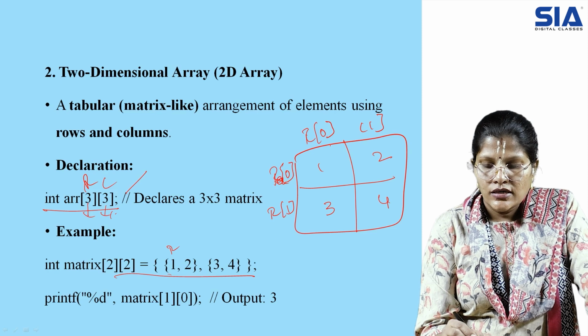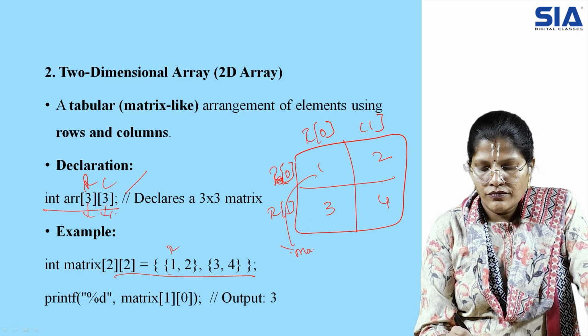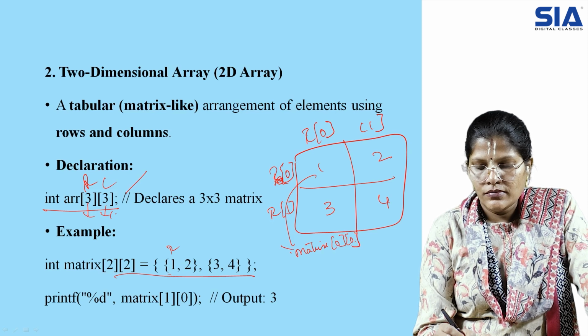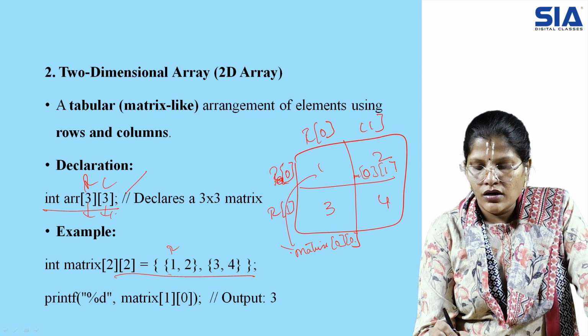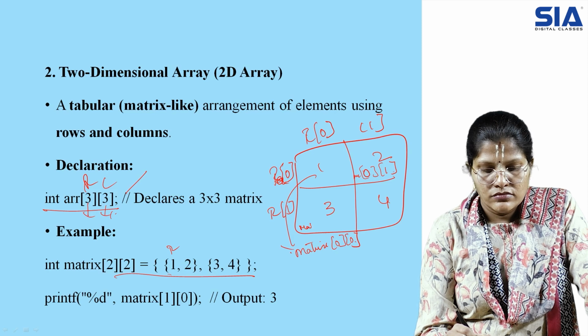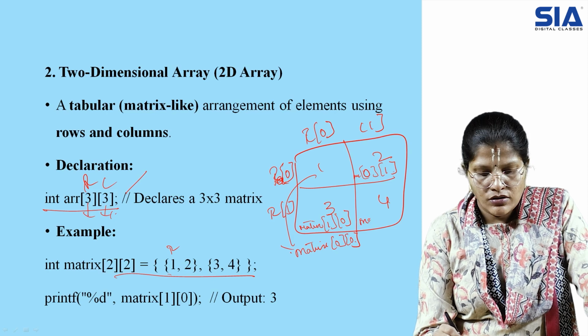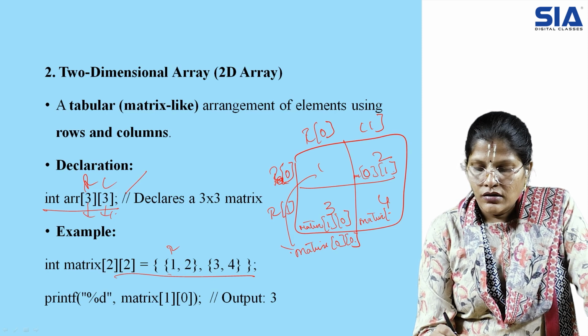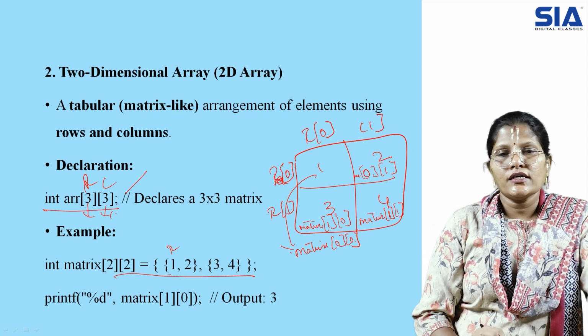If you want to retrieve these values, it is matrix of 0th row and 0th column, matrix of 0th row and first column, matrix of first row and 0th column, matrix of first row and first column. This is how exactly these are the positions.